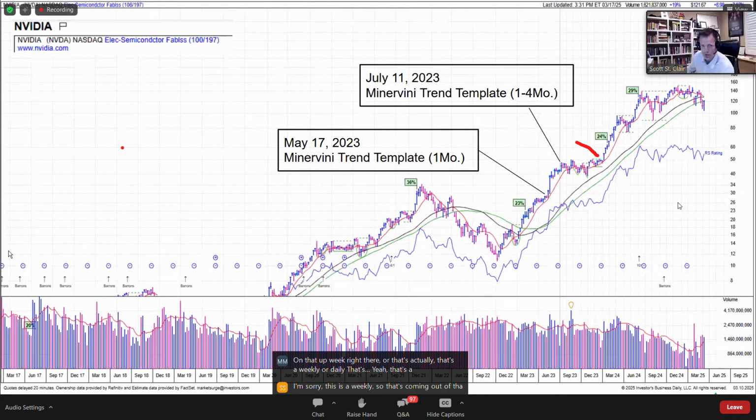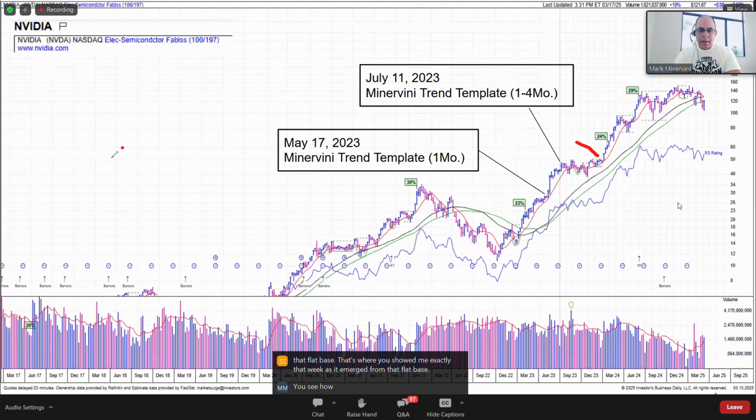flat base. That's where you showed me exactly how it emerged that week from that flat, tight base on the right side there, and you see that relative strength line just takes off. You could see the relative strength line actually probed into new high ground maybe 4 weeks prior. Yeah, right there. It's already coming up. That's going to come up on the blue dot screen, the relative strength making new highs. All that's going to happen there. And now it gets nice and tight, and you can see how efficient that move was coming out of that base.